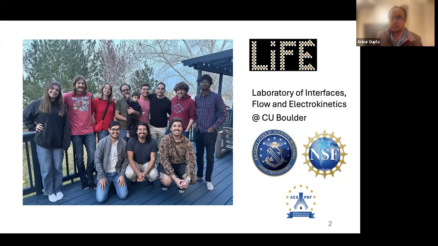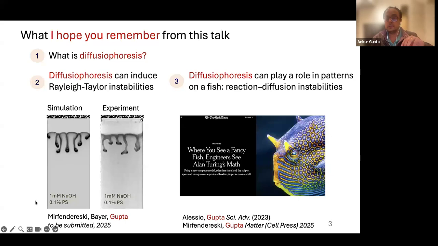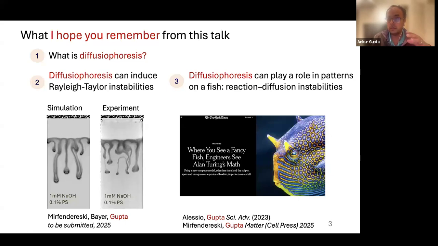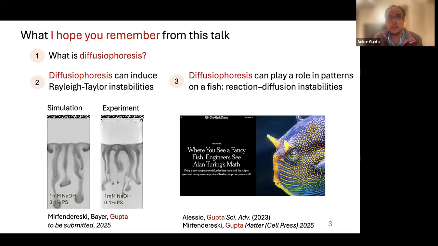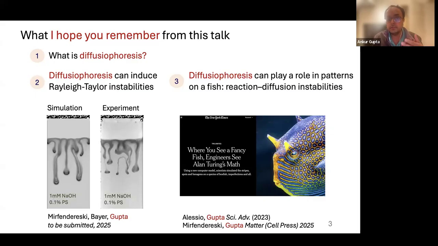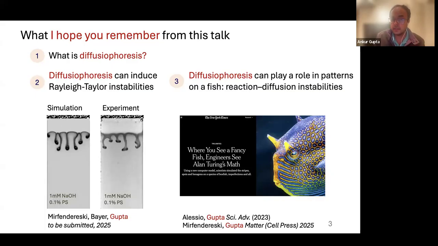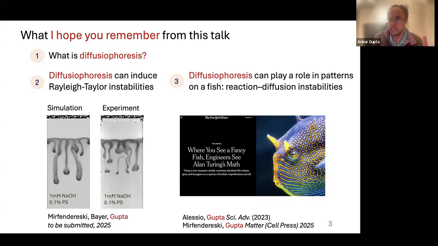All right, so I like to do this in all the talks that I give: if you don't remember anything else from my talk, I want you to remember three things. And those are these. What is diffusiophoresis? If you're not familiar with this phenomenon, what exactly is diffusiophoresis? And then I'll talk about two different instabilities that diffusiophoresis can enhance. One of them is a Rayleigh-Taylor instability, which is going to be my second topic.